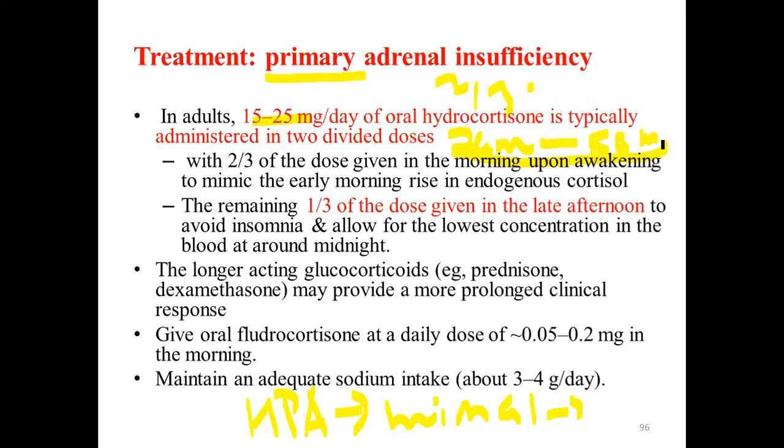If you give a high dose in the evening, they cannot sleep, so it will affect the sleep pattern as well. And of course, it can even cause significant suppression of the HPA axis. Because of those two reasons, a high dose is usually given in the morning and a low dose in the evening.